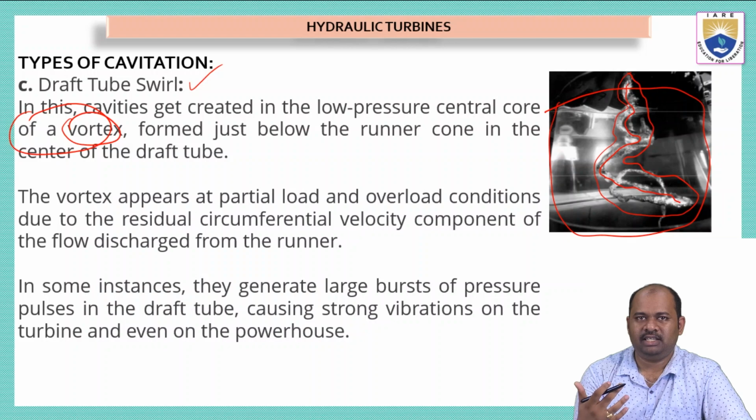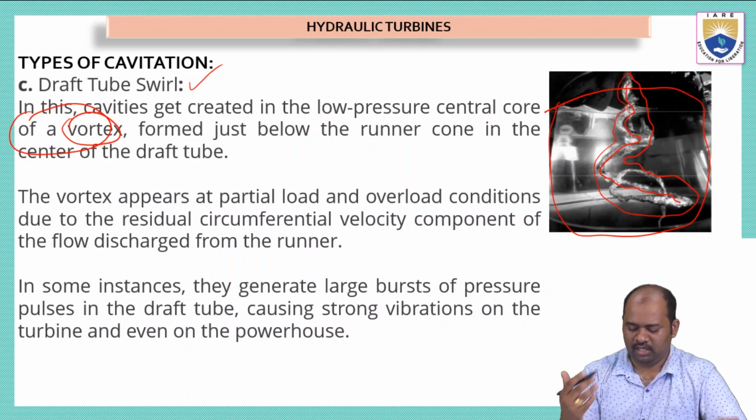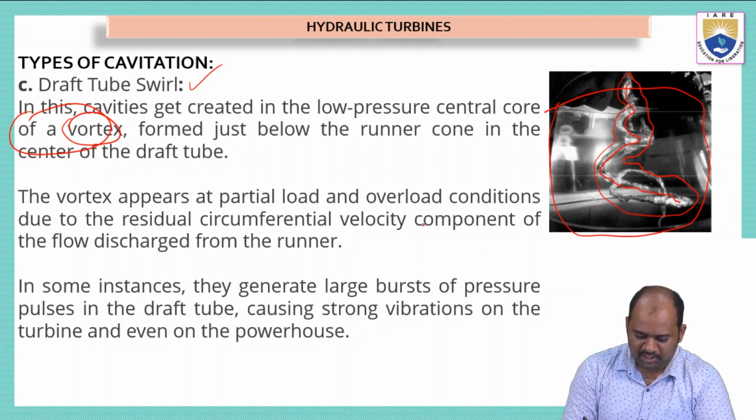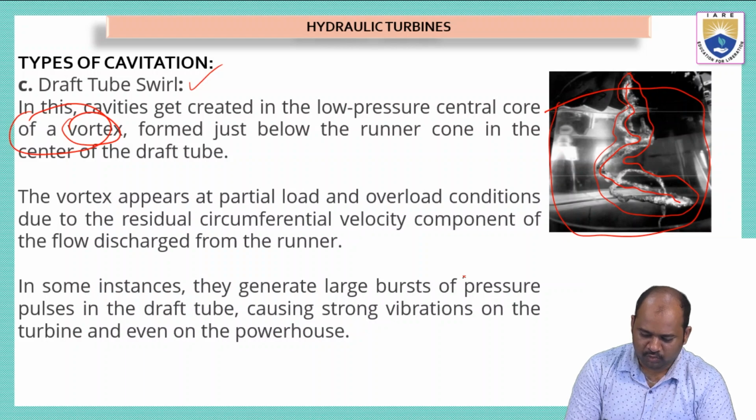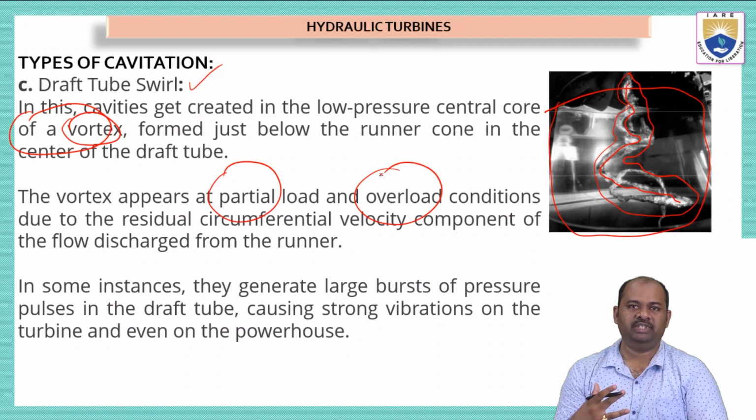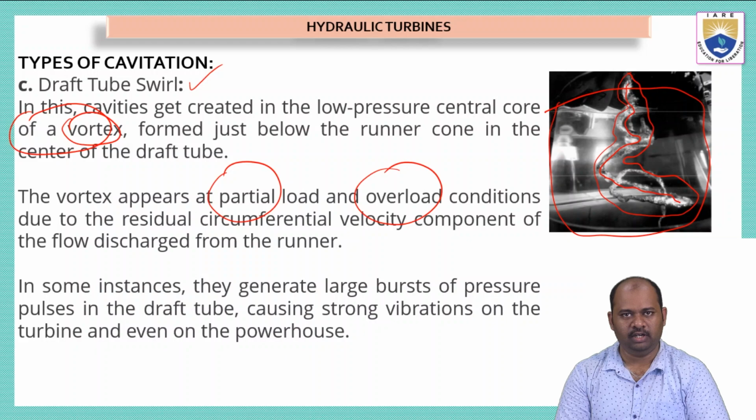By studying these different types of cavitation, we can understand how to stop them. In this case, we can see it when the machine is partially loaded or overloaded. See here, partial load or overload. So we have to make sure the machine is not partially loaded or overloaded. It should be loaded in an optimum manner. Then these draft tube swirls will not form and they will not cause any damage to the turbine.